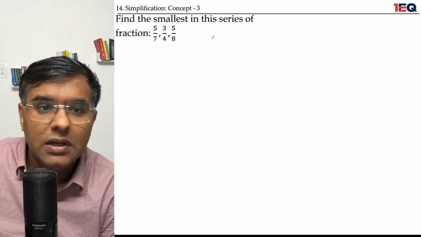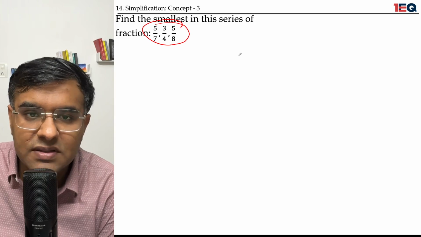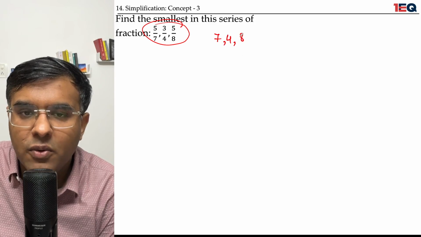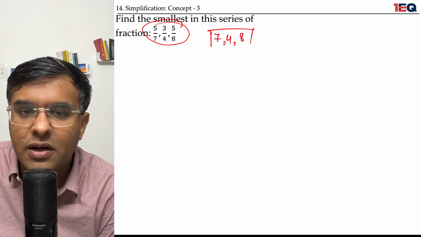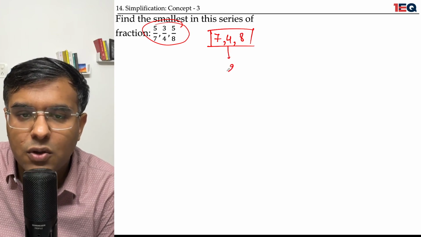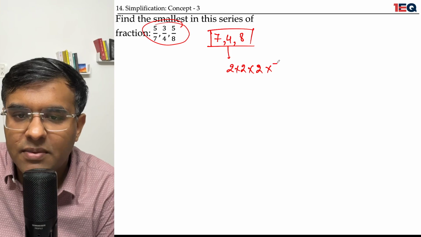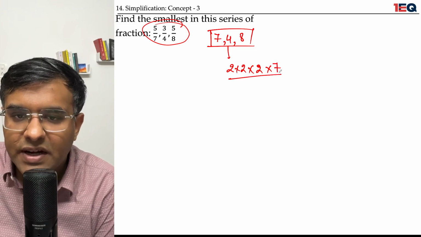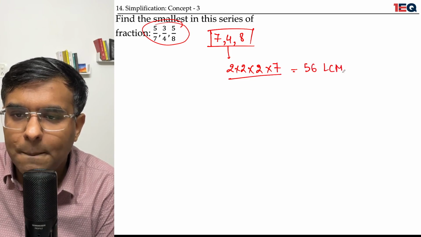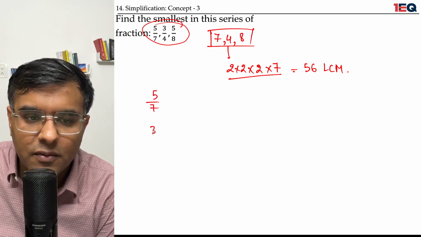Moving on, it asks me to find the smallest number in this series. 7, 4, and 8 would go in for an LCM. I can simply have it in this way that 2 multiplied by 2 covers 4, multiplied by 2 covers 8, and multiplied by 7 covers 7. So 8 sevens are 56. This is my LCM. I need to multiply the LCM with all the fractions that I have.